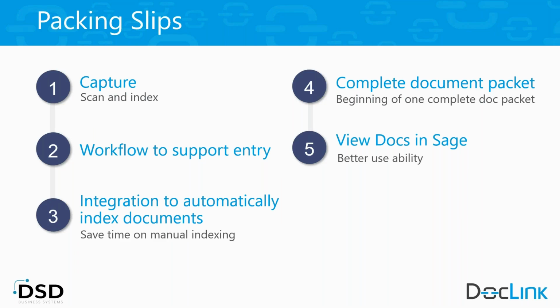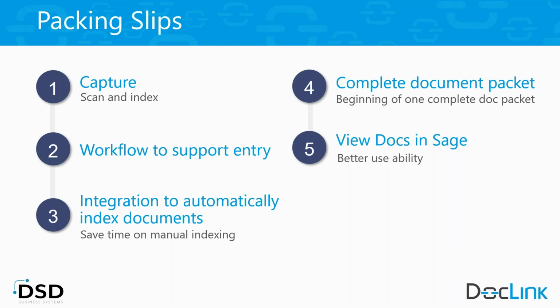All right, next kind of document is our packing slips, right? So if your organization is dealing with packing slips, there's lots of possibilities with DocLink here as well. We can simply capture the packing slip, so we've got evidence that that packing slip exists in the organization. That's one option. You have an option of scanning it into the workflow to support the actual receiving entry. That's very appealing to some organizations.